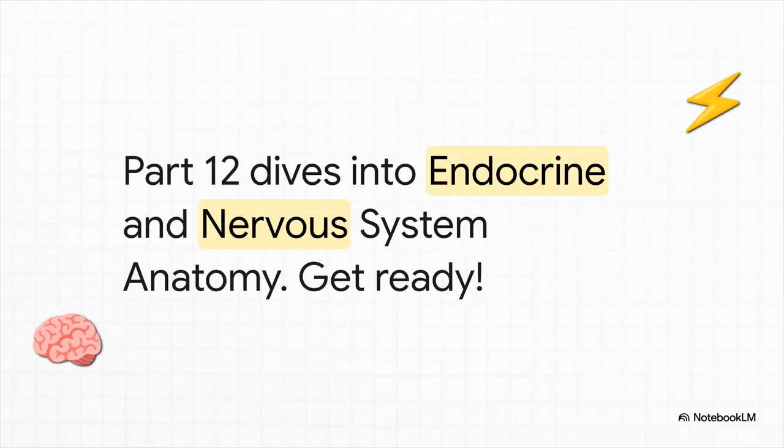And just like that, you absolutely crushed the genitourinary system today. Coming up next in part 12, we're going to be diving deep into endocrine and nervous system anatomy. We'll cover the major glands, the central versus peripheral nervous system, and some absolutely crucial neurological procedures.